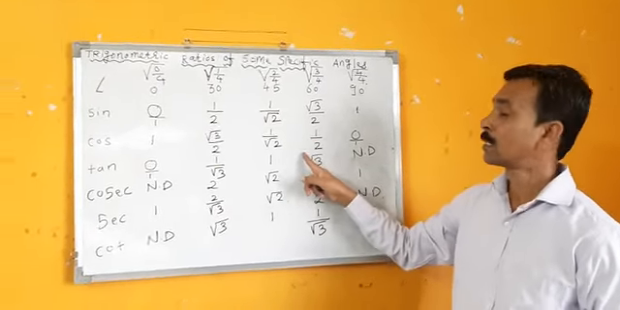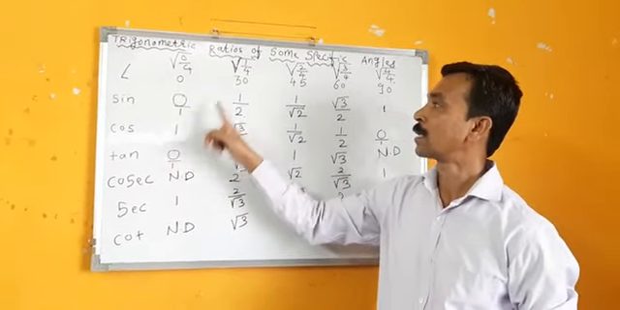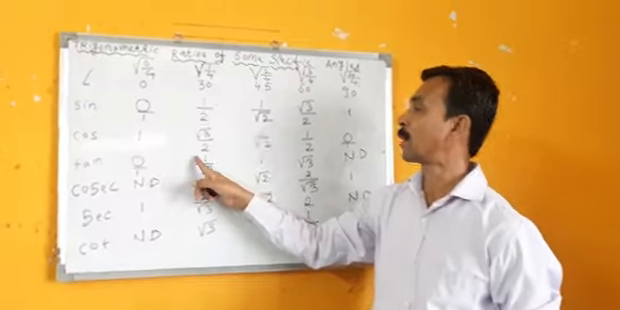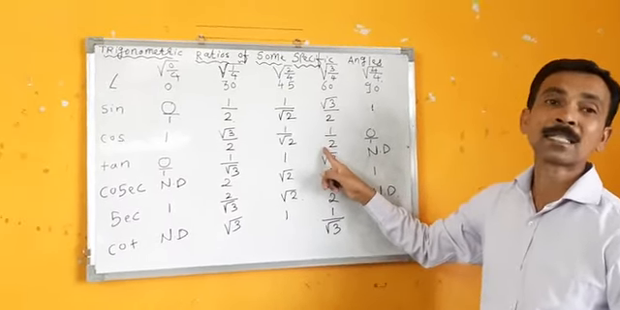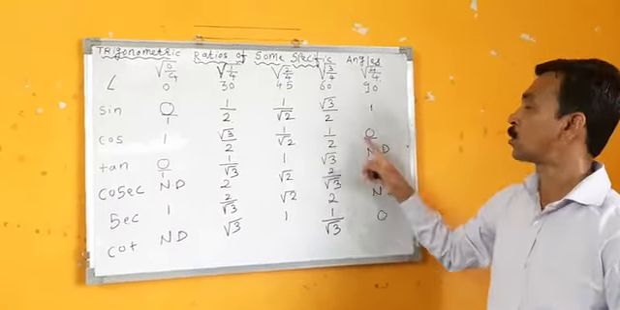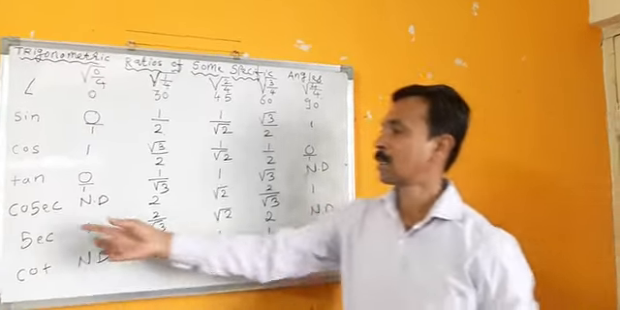Cos 90 is, I am reading again. Cos 0 is 1. Cos 30 is root 3 by 2. Cos 45 is 1 by root 2. Cos 60 is 1 by 2. And cos 90 is 0. Now tan. Tan 0 is 0. Tan 30 is 1 by root 3. Tan 45 is 1. Tan 60 is root 3. And tan 90 is not defined.